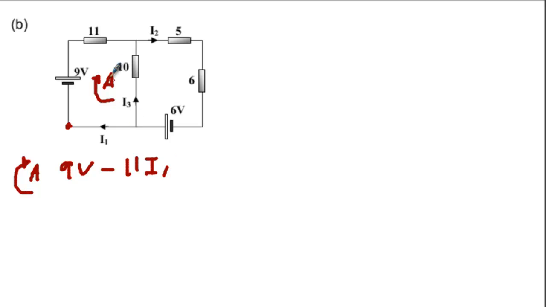I1. Now we're continuing around our loop. The current's going the opposite direction to the way we're going, so it's going to be a plus 10I3. And then we're coming all the way back to our starting point. Kirchhoff's voltage law says the sum of voltages around a loop must equal 0, so that's fine. Okay, the next way around our loop, again, it doesn't matter, we can go this way.